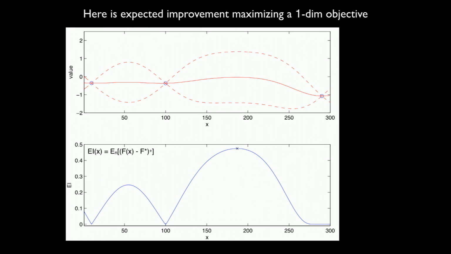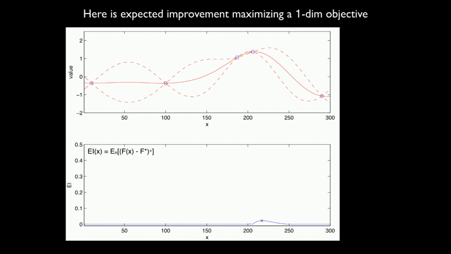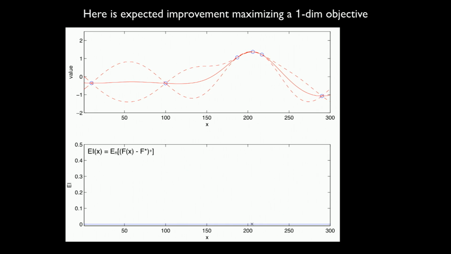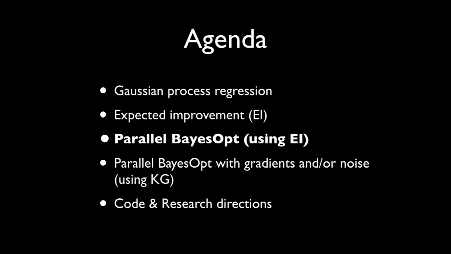All right. So then again, I'll just show you this animation, which brings things together. This is the Gaussian process prior, and then this is the expected improvement acquisition function. And so we just evaluate at the point that maximizes the EI, update the posterior, and repeat. OK? Great. Any questions about the basic expected improvement acquisition function?